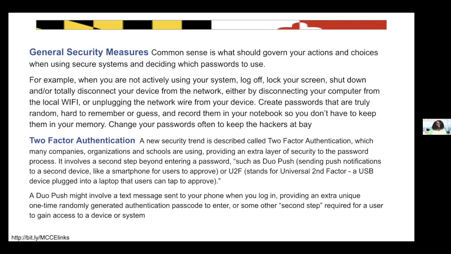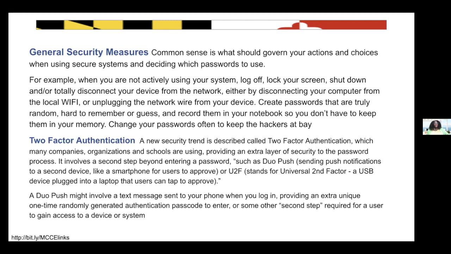So, general security measures. Common sense is what we should govern our actions and choices when using secure systems and deciding which websites and passwords to use. For example, when you're not actively using your system, log off. Some people never log off their system. That's a bad thing. You should aim to log off your system as often as possible. When it's idle, that's when people are able to get in there and do stuff. And lock your screen, shut down, and totally disconnect your device from the network. That is the most secure thing. Getting off the network, giving your system a break, that's really good.